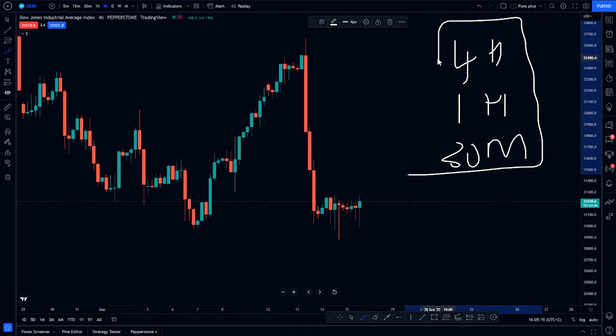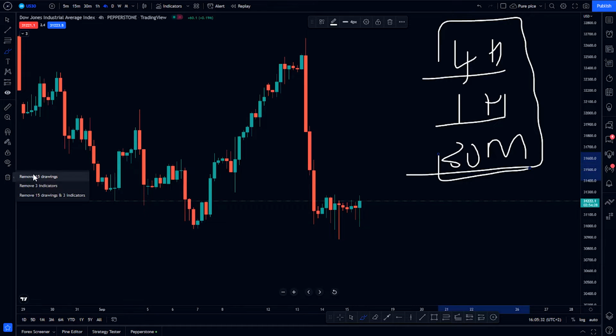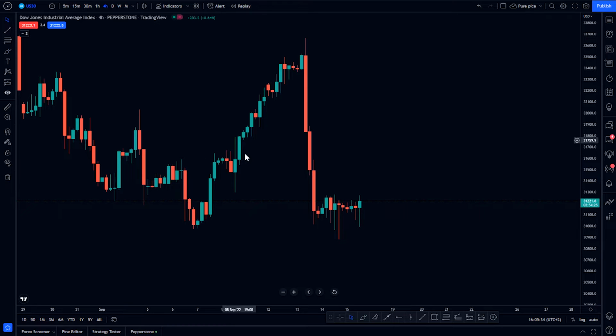However, if you're a scalper, you can obviously scale down the time frames and choose time frames that suit your style of trading, but you need to keep in mind that the time frames should be in this order. You should have a high time frame, a medium time frame, and then a lower time frame. So let's get into it. What should you be looking for in these various time frames?